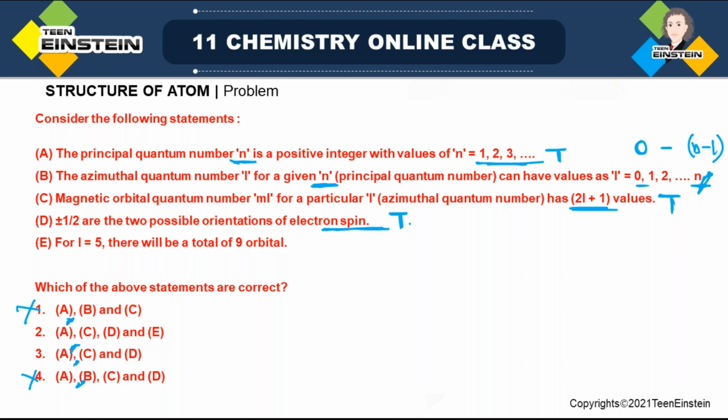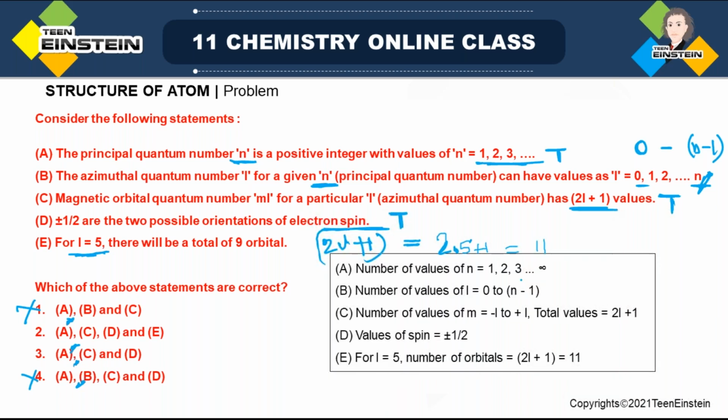The last statement is saying the azimuthal quantum number is 5 and there will be a total of 9 orbitals. But what we know is that the number of orbitals for this value of l you can get by applying this formula: 2l plus 1, so 2 into 5 plus 1, which is 11. So this statement is not correct. From all this discussion, we can conclude it is not option 2, it is option 3 that should be correct.